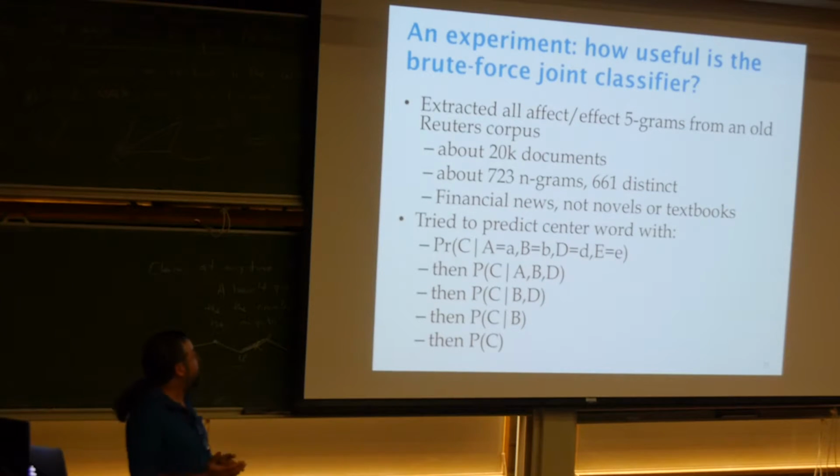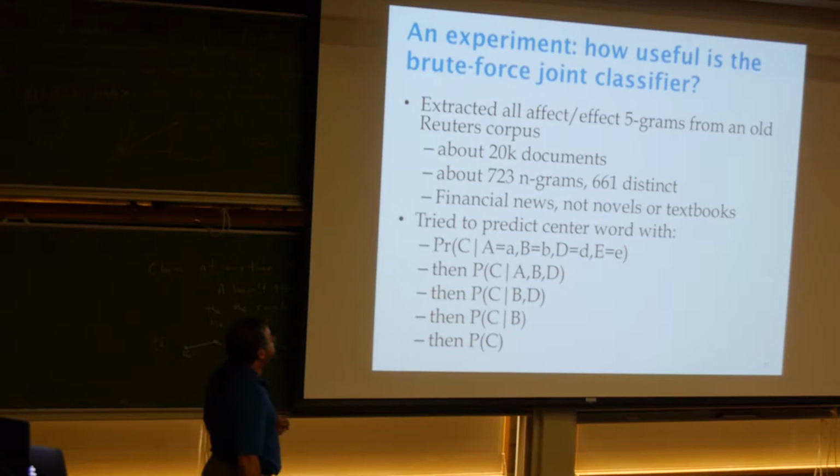Just to test how well it worked, I basically used this to build a context-sensitive spelling corrector. So all I've got is this table. As a test set, I took some data that was different, that wasn't novels or textbooks. There are about 700 cases where one of those 2 words was used, so there are 723 n-grams. Not all of them were distinct, there were some overlaps. And now we tried to predict the center word.